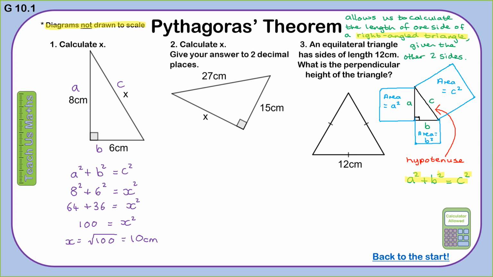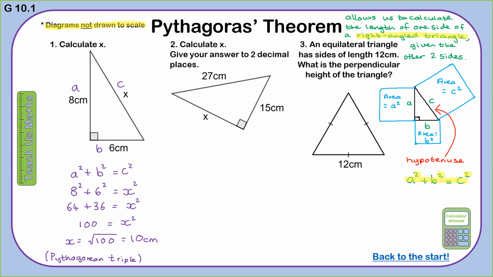In this question, all of the sides are whole numbers. We have a side of 6 centimetres, a side of 8 centimetres, and a side of 10 centimetres. This does not happen very often. When it does happen, it is known as a Pythagorean triple.